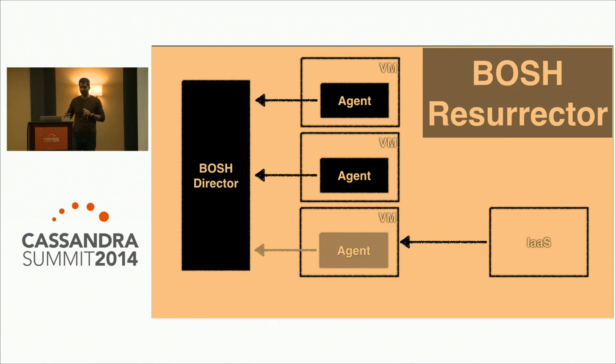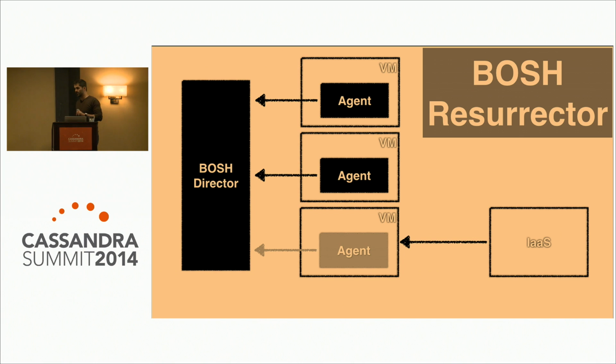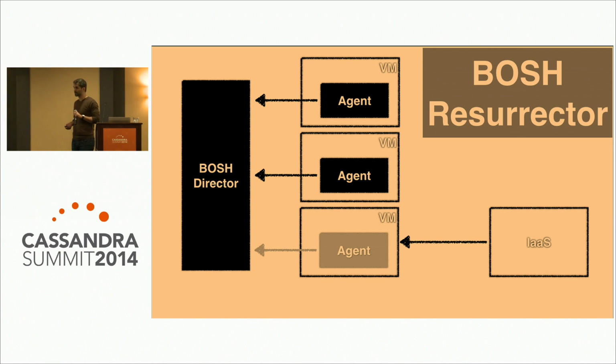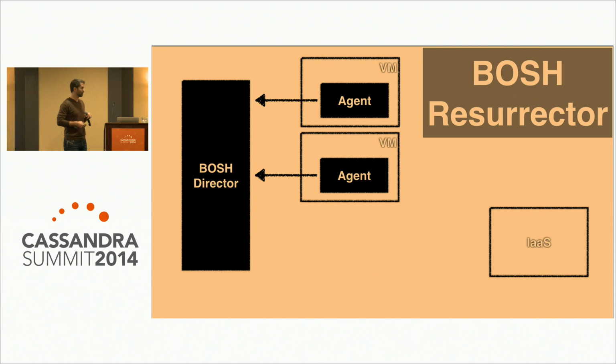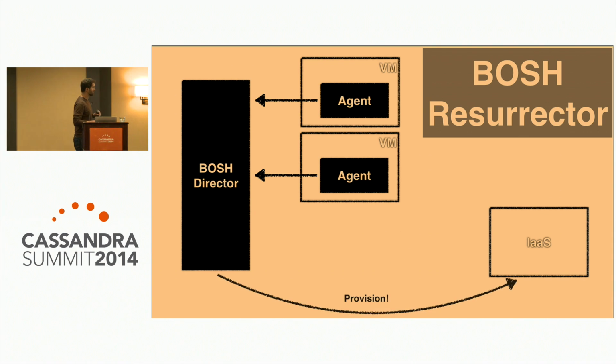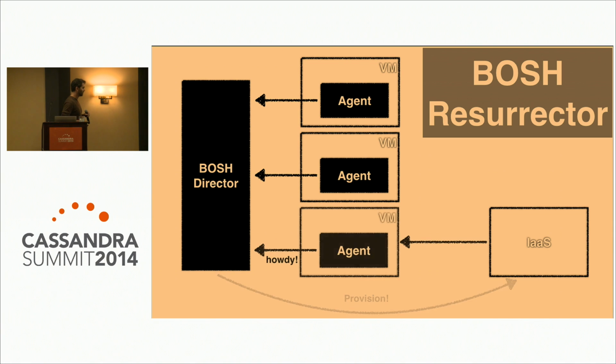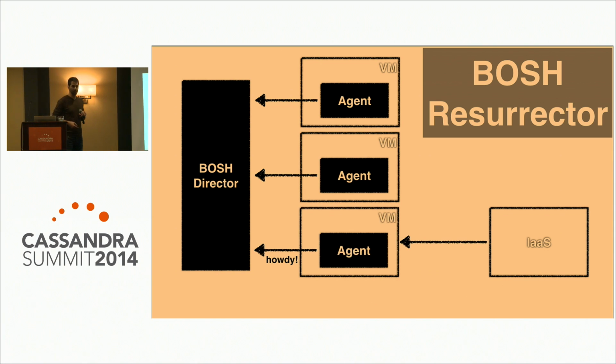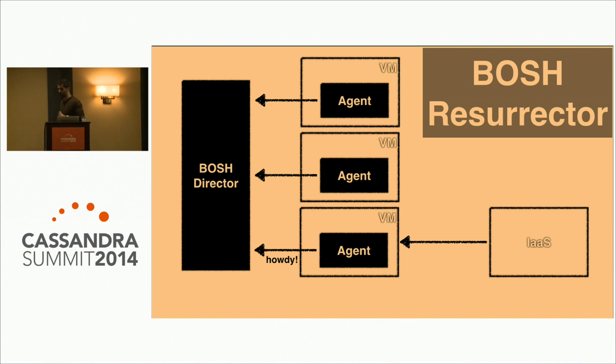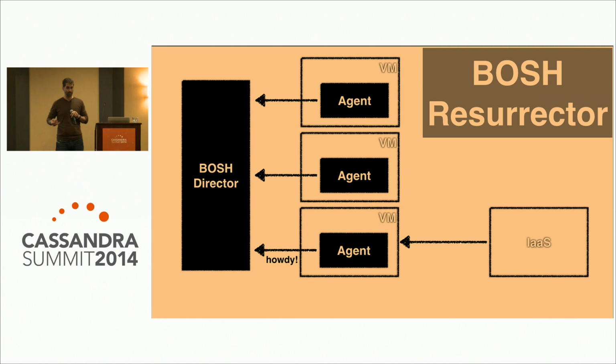Now again, BOSH is aware of the persistent store attached to the VM, so nothing's lost. It just recreates that VM and then attaches the persistent store again. Now the agent's heartbeating and everything just works fine. And this has proven to be one of the more important features of BOSH, especially when you're deploying it to something like AWS.